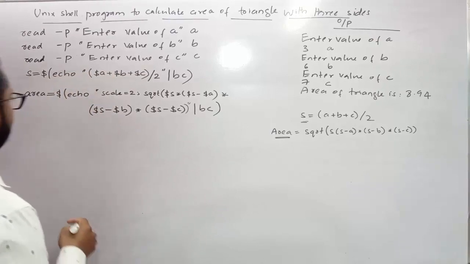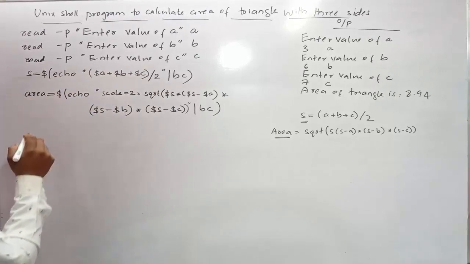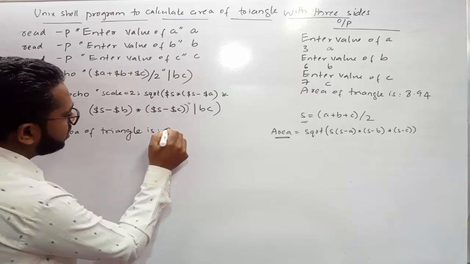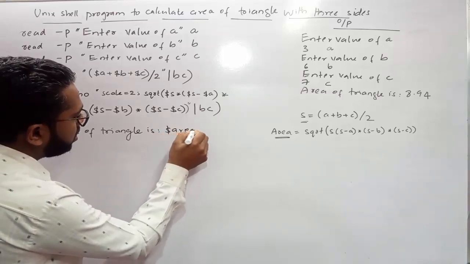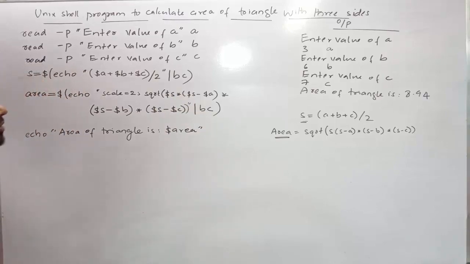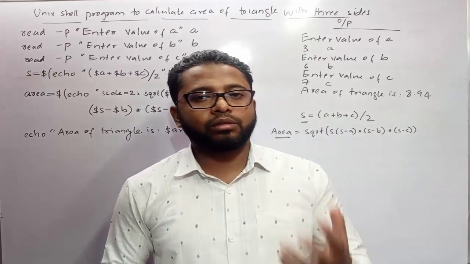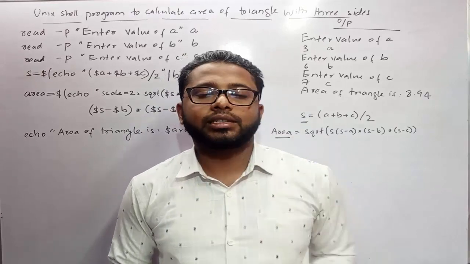Next you just need to print the area using the echo command. echo $area. So this is how you can write a Unix shell program to calculate the area of a triangle when three sides are given.